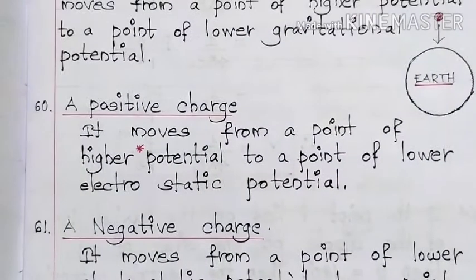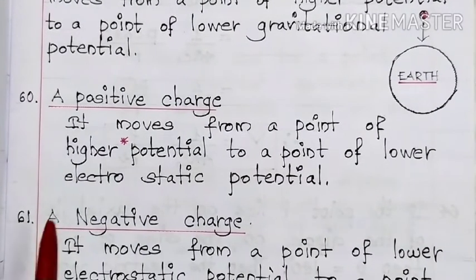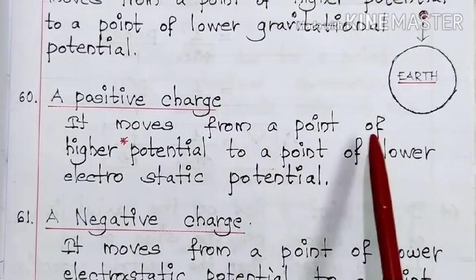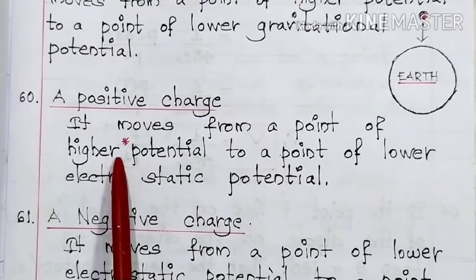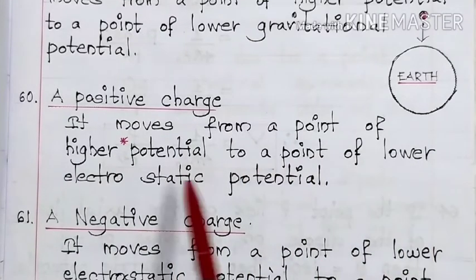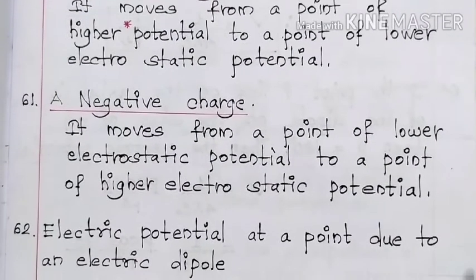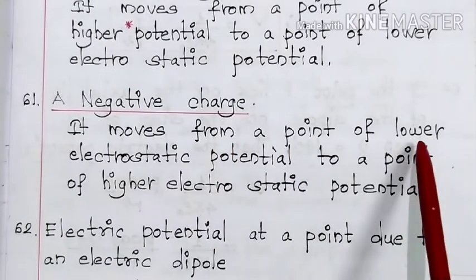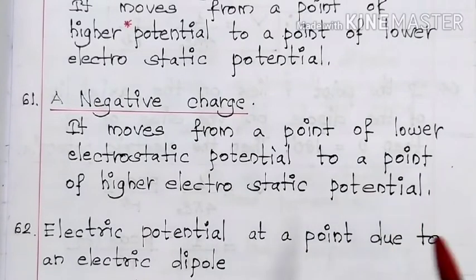Next point, similarly, in the case of electrostatic potential, a point charge moves from a point of higher electrostatic potential, here also the word electrostatic is missing, make a note of it, to a point of lower electrostatic potential. But in the case of a negative charge, it moves from a point of lower electrostatic potential to a point of higher electrostatic potential.